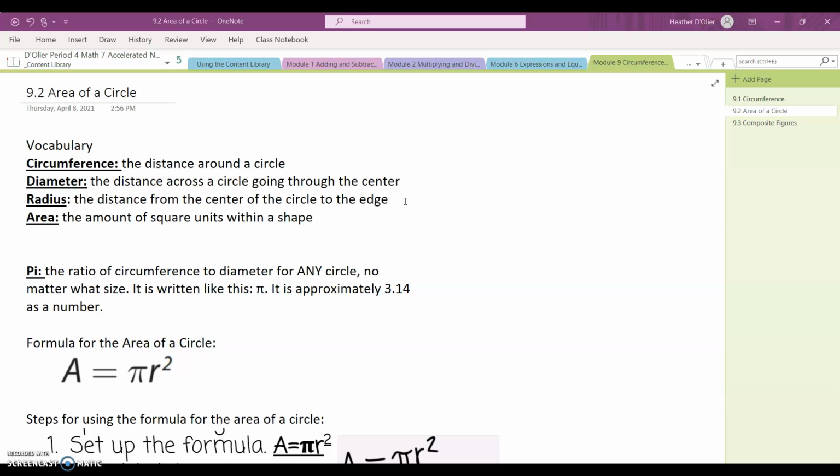And of course, pi, that's that ratio of circumference to diameter for any circle. It's approximately 3.14. So we discovered together in class that the formula of the area of a circle is pi times radius squared. And remember that radius squared does not mean radius times 2. It means radius times radius. So I'm going to write it both ways.